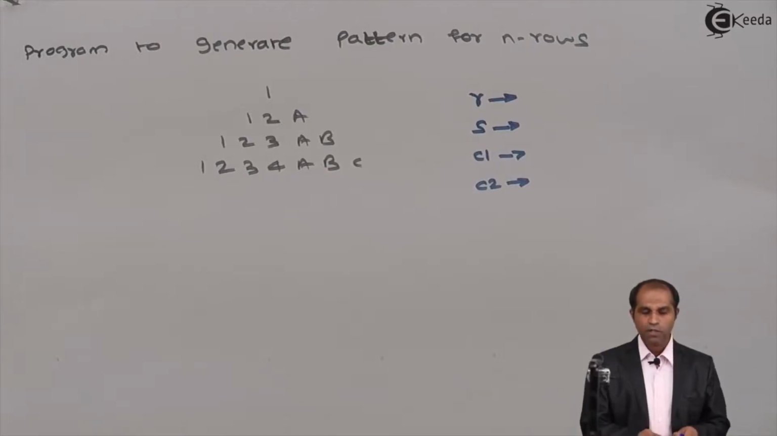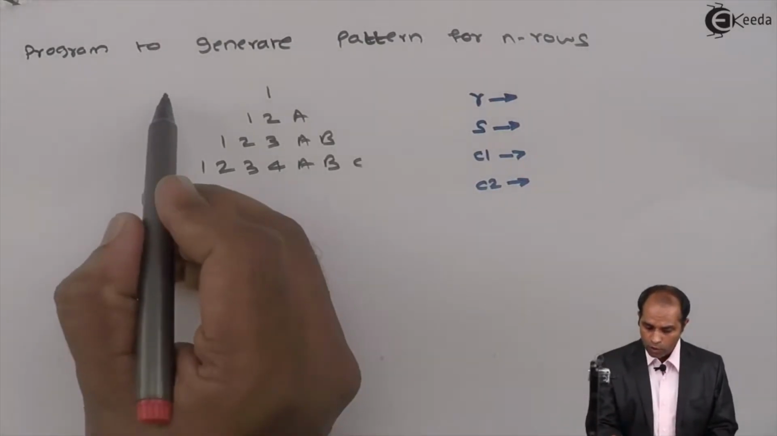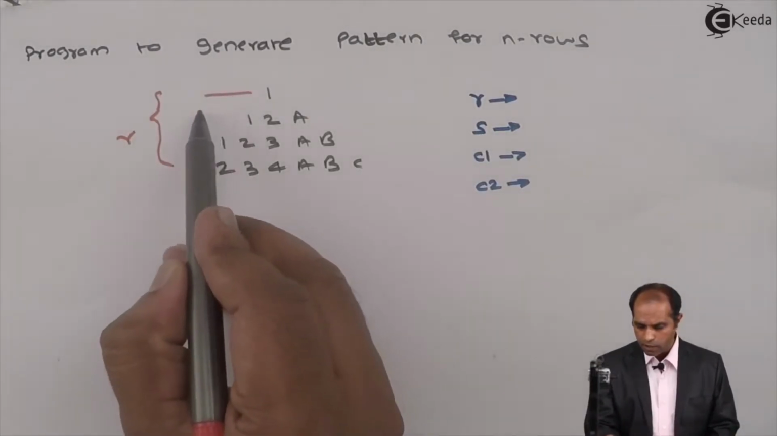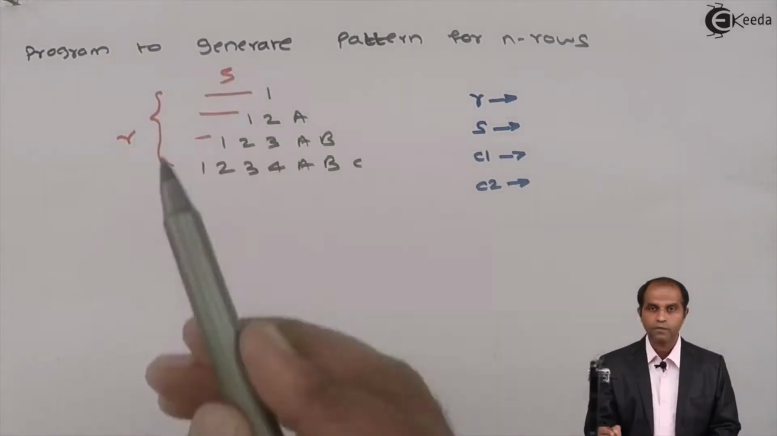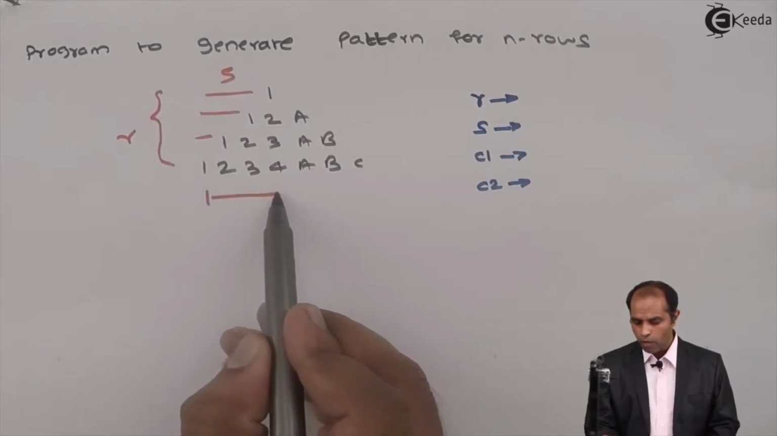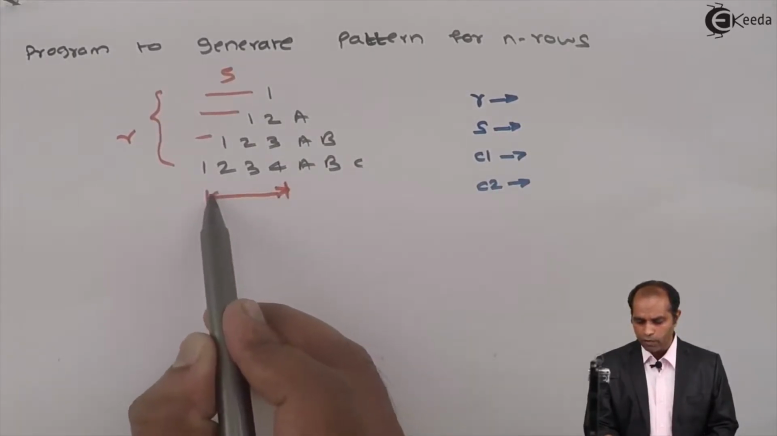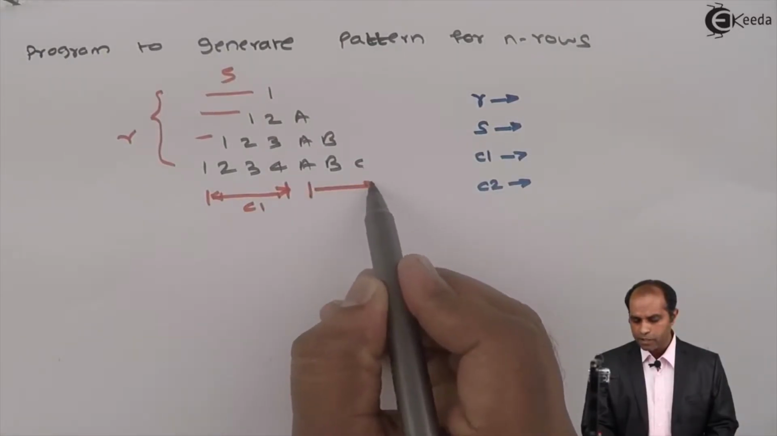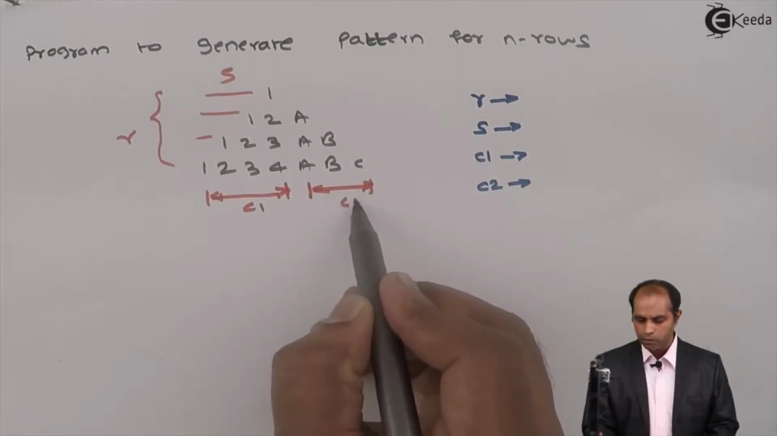So if I were to mark these rows and columns, the rows are controlled by R, the spaces which are in this region are controlled by S, C1 is from left till the mid of this particular pattern, this is your C1, and after mid till the extreme right it will be C2.